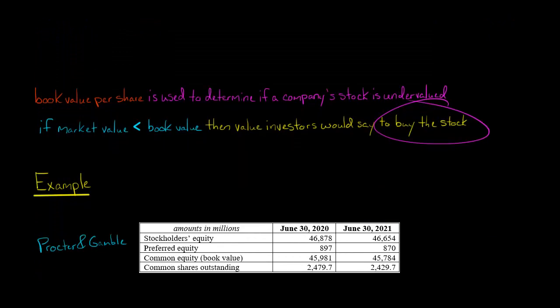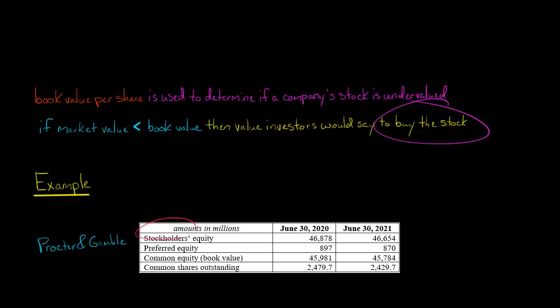Now, let's look at an actual company. I'm going to show you how to calculate the book value per share for an actual company. So we'll look at Procter & Gamble Consumer Products Company, these amounts are in millions. I went to two of their balance sheets: the balance sheet as of June 30th, 2020 and the balance sheet as of June 30th, 2021. So I'm going to be able to calculate the book value per share as of each date so you can see two different dates.